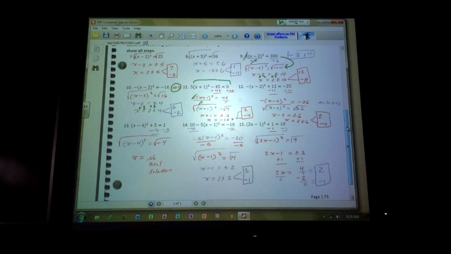Number 12, I'm going to subtract 11 from both sides. This is going to give me a negative answer, but then I'm going to go and change.